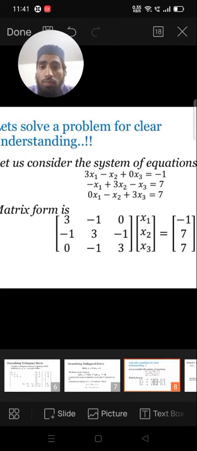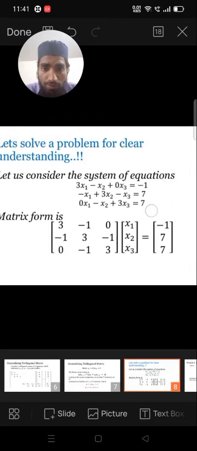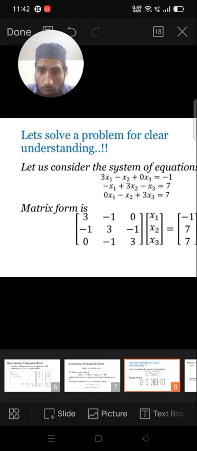Let's solve a problem for clear understanding. Let us consider the system of equations: 3x1 minus x2 plus 0x3 is equal to minus 1; minus x1 plus 3x2 minus x3 is equal to 7; 0x1 minus x2 plus 3x3 is equal to 7. The matrix form is like this.